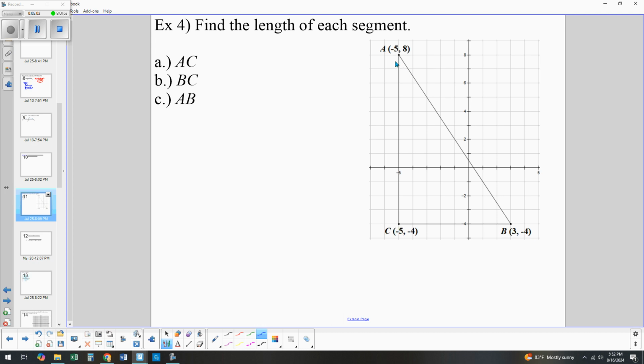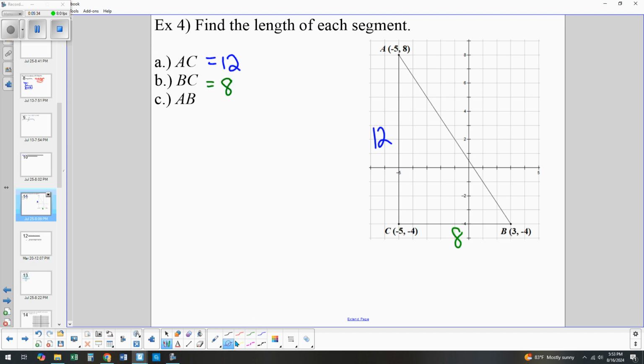So if I counted, that's 1, 2, 3, 4, 5, 6, 7, 8, 9, 10, 11, 12. And also the difference between 8 and -4 is 12. For BC, a horizontal line, they have the same y values. So again, I could just count the boxes here or find the difference between the x's. So this is going to be 1, 2, 3, 4, 5, 6, 7, 8. And again, 3 minus -5 is 8.